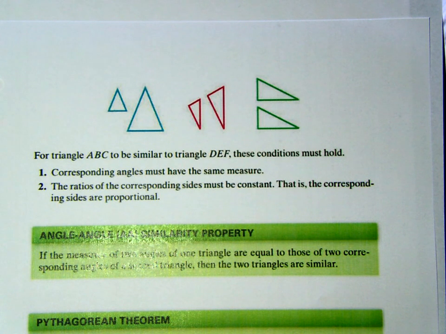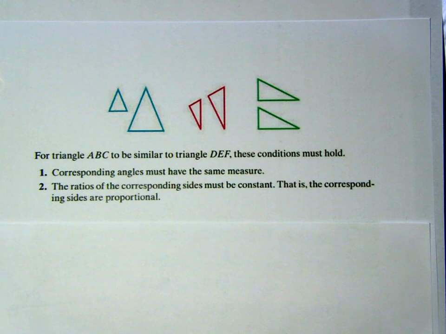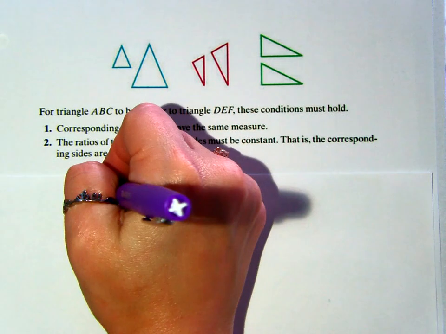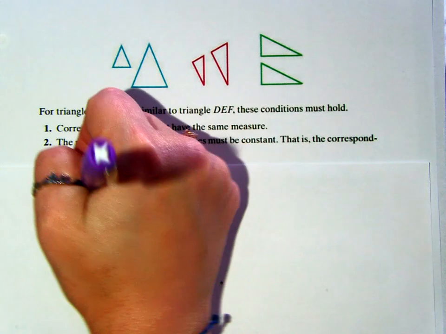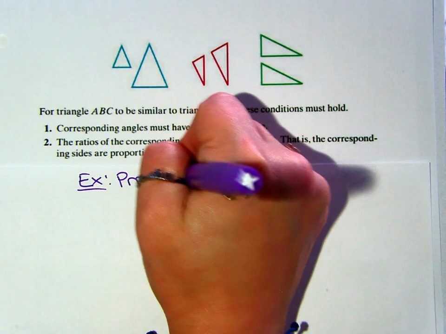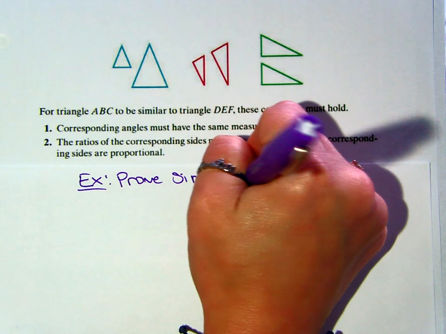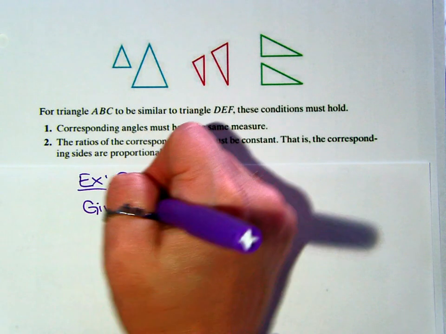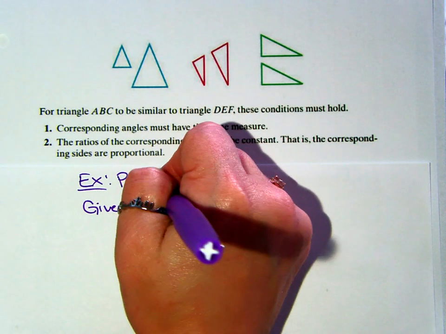So let me write down the problem, and we will do a similarity one. So similarity, we will have a squiggle in between. We will not have the equals. And I'll show you that. We're going to prove similarity. And we're going to be given the fact that AB is parallel to ED.